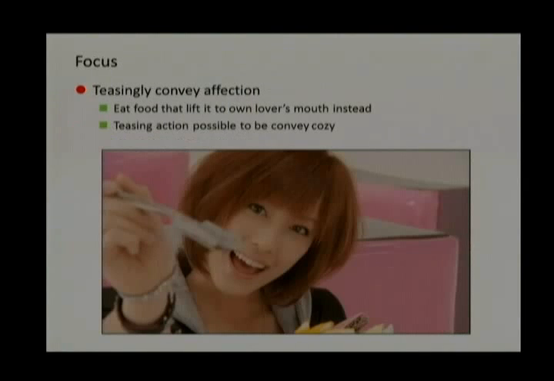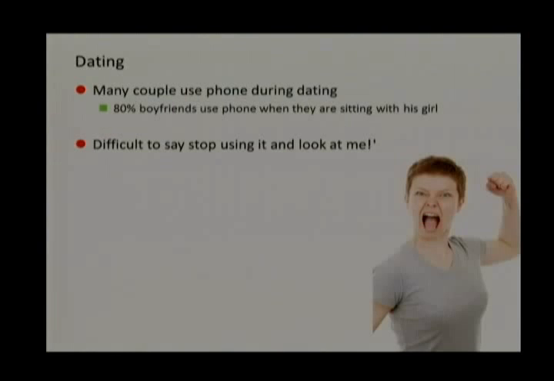I focus on teasingly conveying affection, itazura. For example, in a restaurant, the girlfriend lifts her food to the boyfriend's mouth, and he thinks, oh, she's giving me food. So he opens his mouth, and suddenly she eats it instead. This is how she conveys cozy. So itazura is a teasing action that can convey cozy.